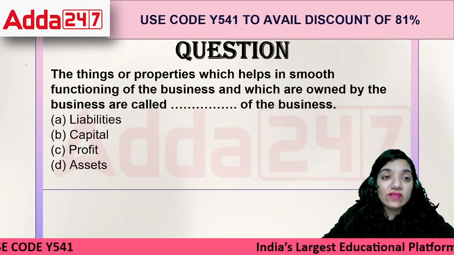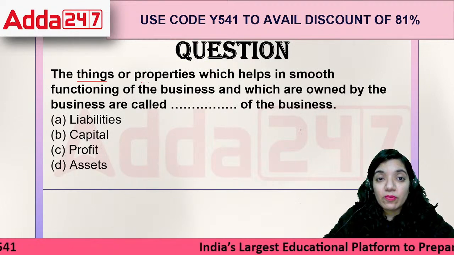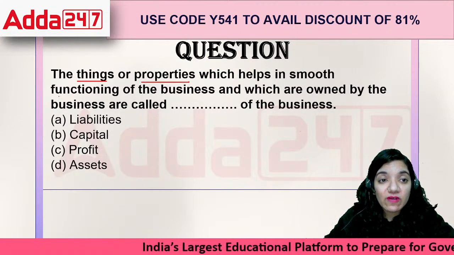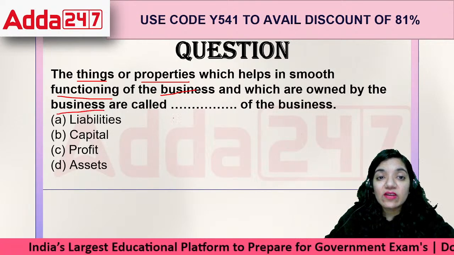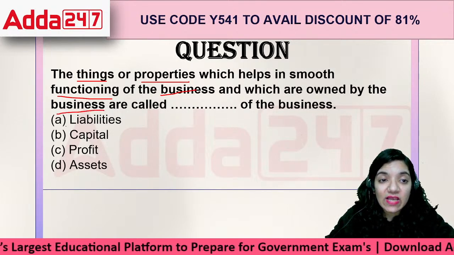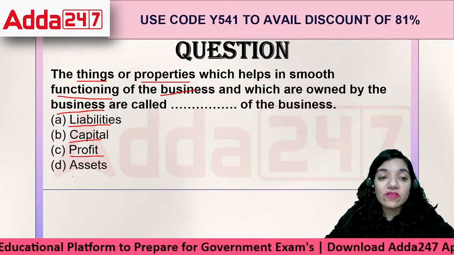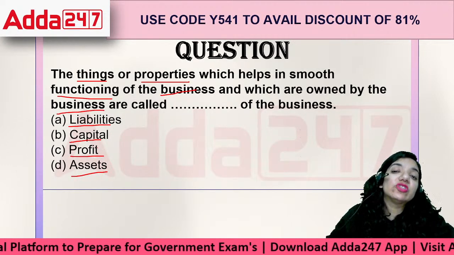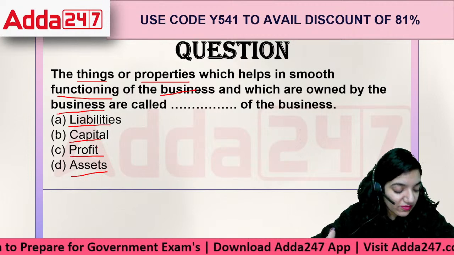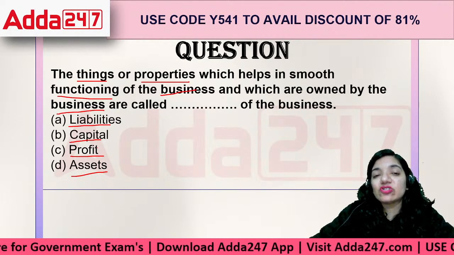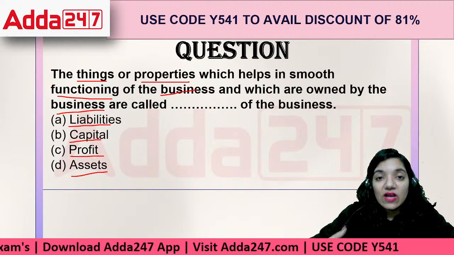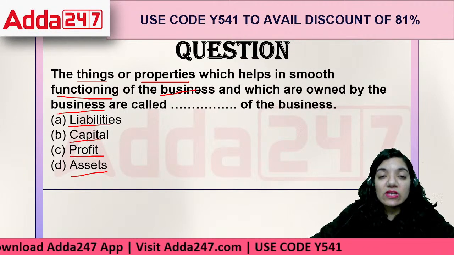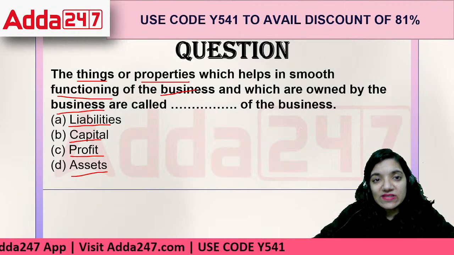Now, the things or properties which help in the smooth functioning of the business, which are owned by the business, are called dash of the business: liabilities, capital, profit, or assets. Anything which helps in easy functioning of the business. These things help the organization to continue in a proper way. Their execution becomes easier.